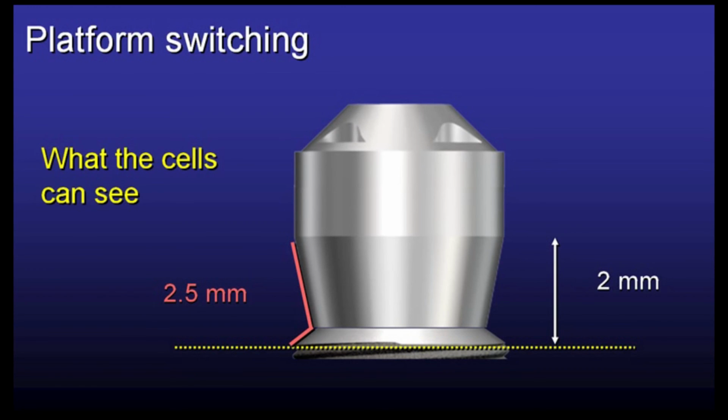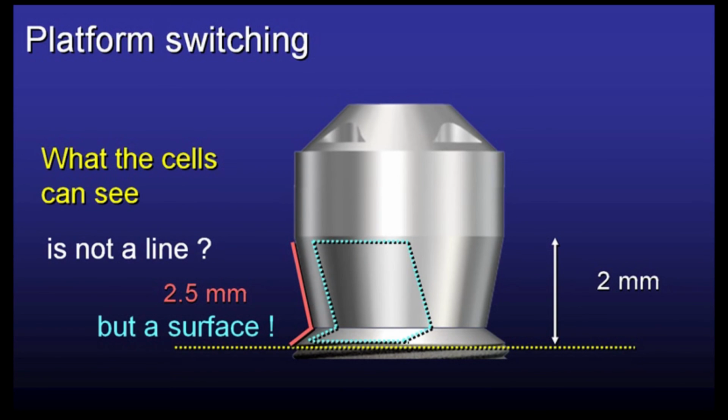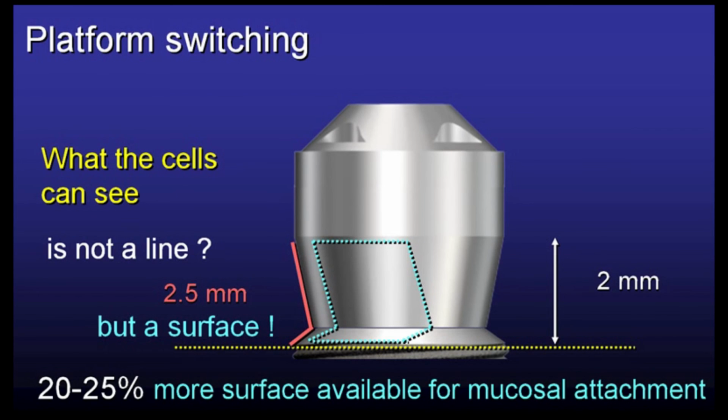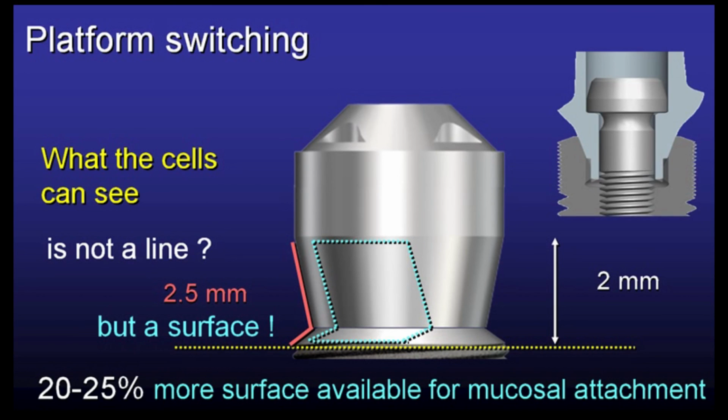Now, what cells can see, my dear colleagues, is not the line. The cells, they see a surface. And consequently, when we recalculate this, we find that with this platform switching of the AstraTech system, we have 20 to 25% more surface available for the mucosal attachment that is so critical for implant success. This platform switching is available for all currently available AstraTech abutments.